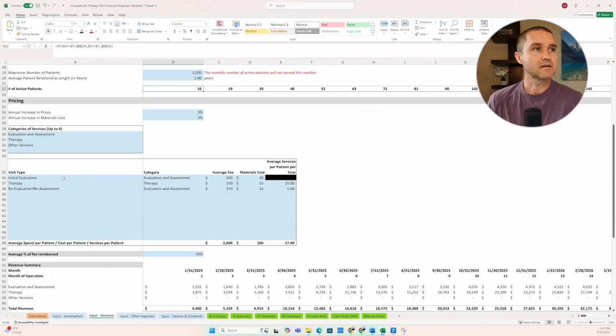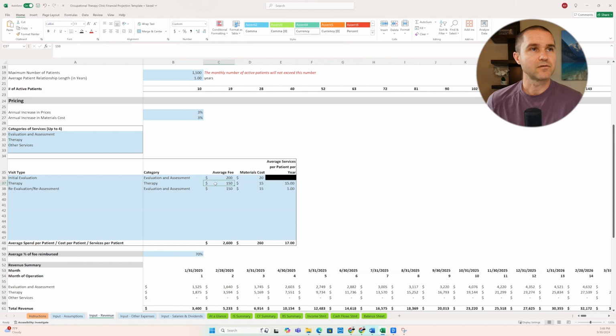From there, we can add our different services. So let's say we have these different visit types. Maybe one is just an initial evaluation that every new patient is going to have. It's going to be a $200 fee. Maybe there's some material costs, maybe some exercises or equipment that you have them utilize or activities that they go through. And so there could be some material costs to that. So that's what you'd want to put in here.